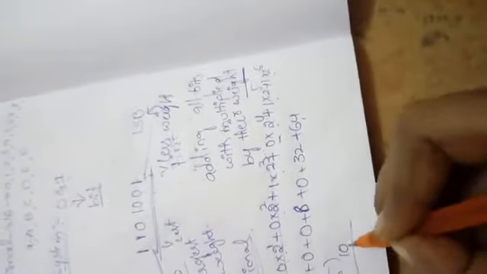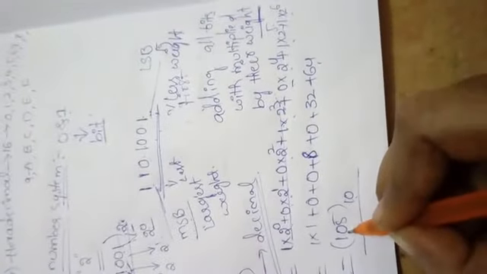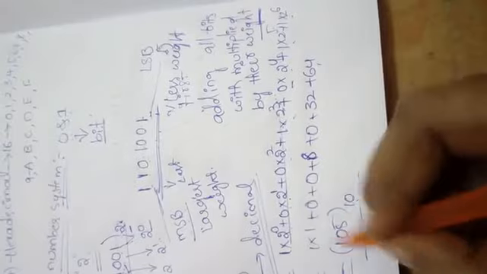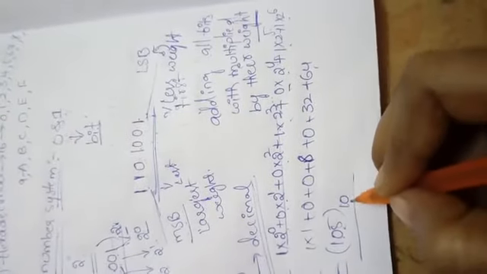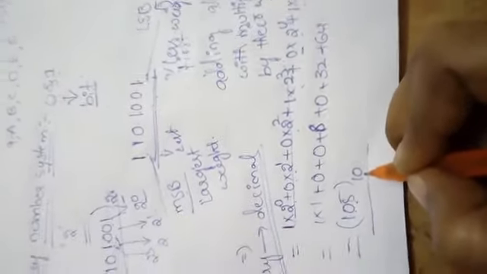Now add all the bits. Finally we are getting the answer as 105. This is the decimal number, and the decimal number base is 10. Just represent whatever answer we are getting in brackets, and after that, for the number we are converting, just represent that base. So this is our binary number system.